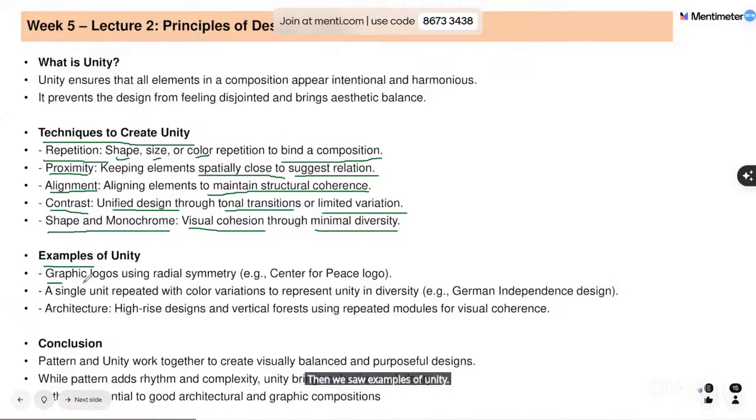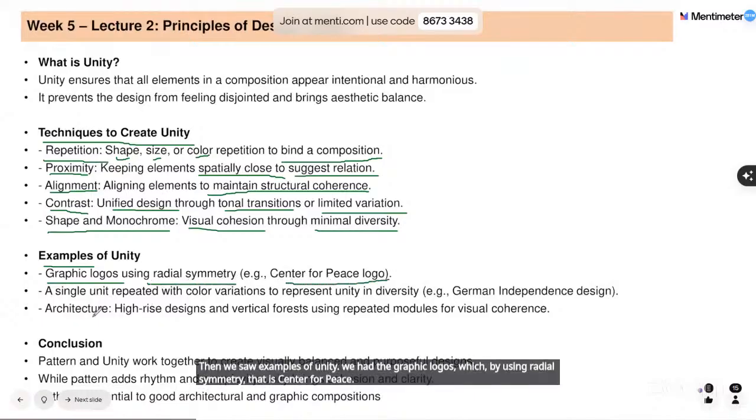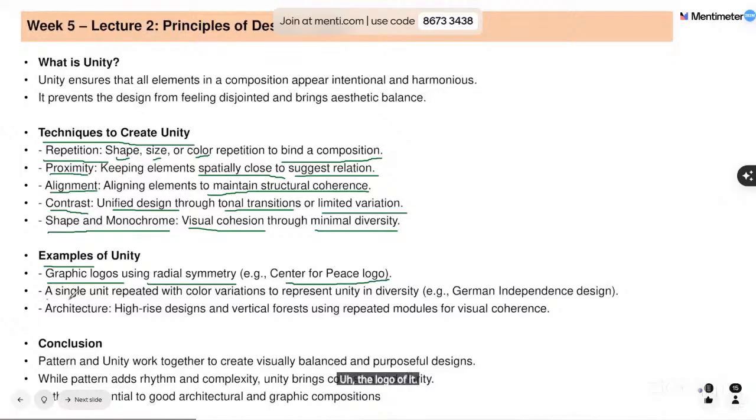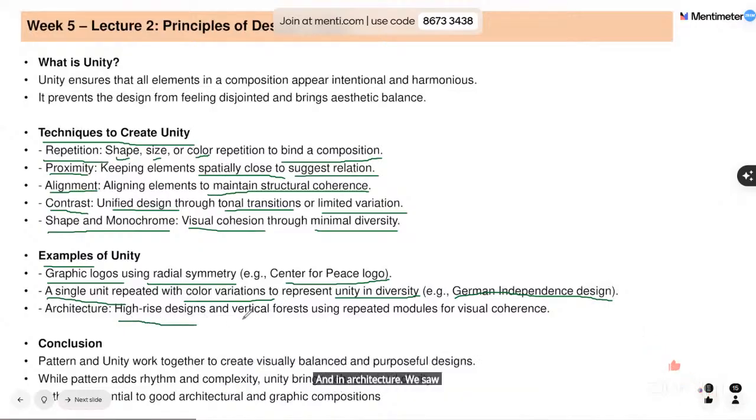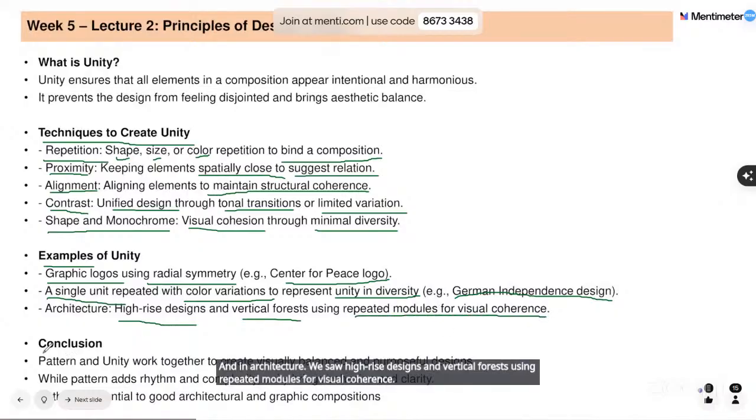Then we saw examples of unity. We had the graphic logos, which by using radial symmetry, that is Center for Peace, the logo of it. Then a single unit repeated with color variations to represent unity in diversity. For example, German independence design. And in architecture, we saw high-rise designs and vertical forests using repeated modules for visual coherence.